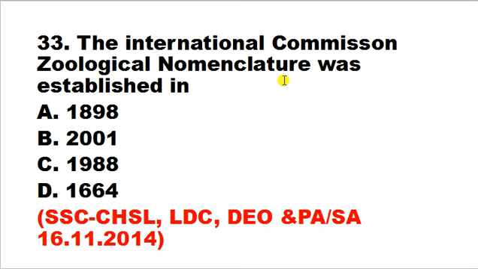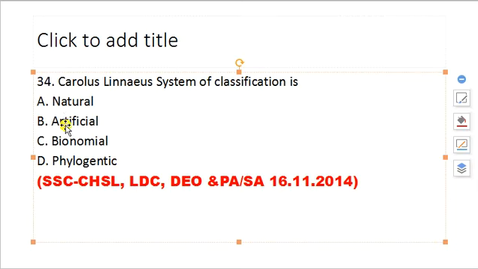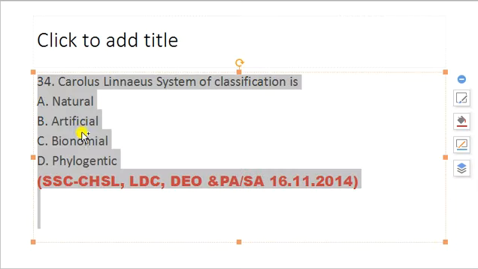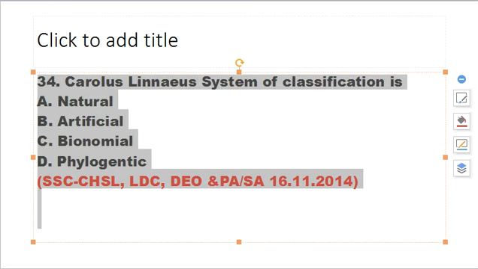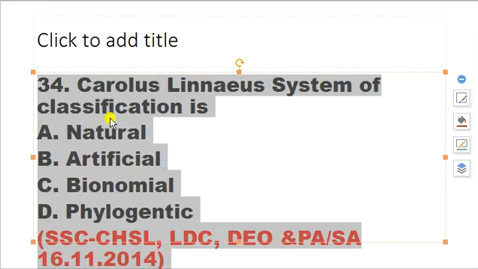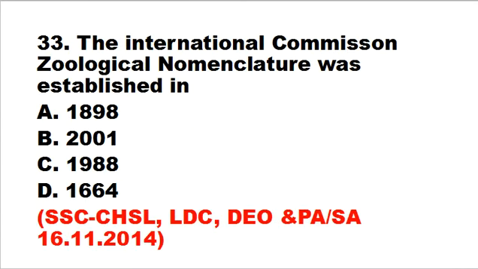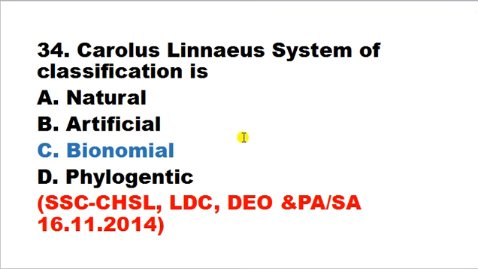It is a bacteria. The International Commission Zoological Nomenclature was established in 1898, 2001, 1988, 1664. So International Commission Zoological Nomenclature was established in 1895. There is no option. So please check this question. Carolus Linnaeus system of classification is based on binomial nomenclature in which two terms are used to denote species of living organism.